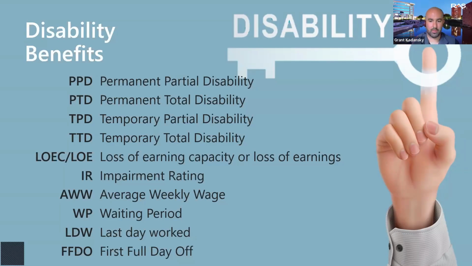The last two, last day worked, LDW, and FFDO for first full day off. Those are used when calculating that waiting period. Depending on the last time they worked, when that date of injury, the DOI, was, or that first full day off is how we're going to figure out when the wait period starts and when those benefits will begin.